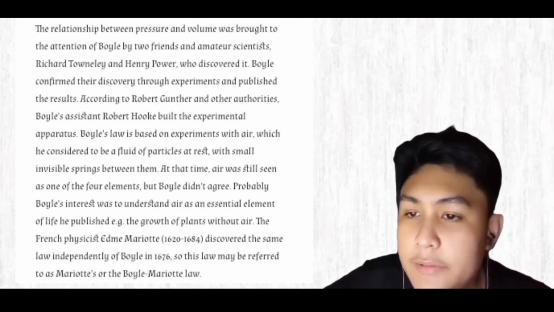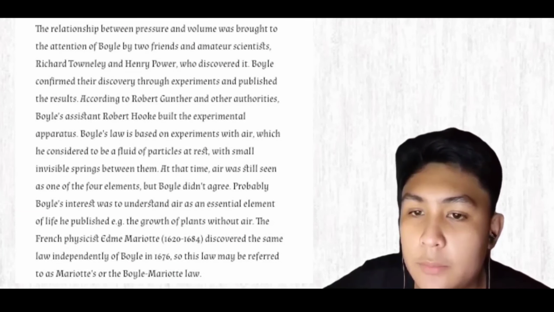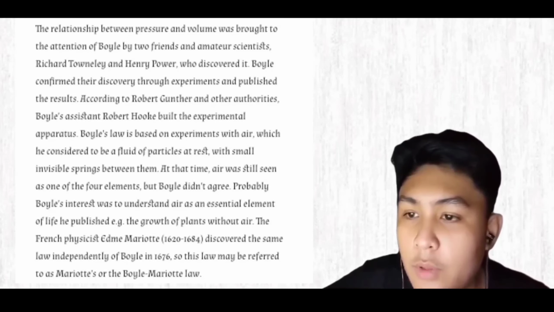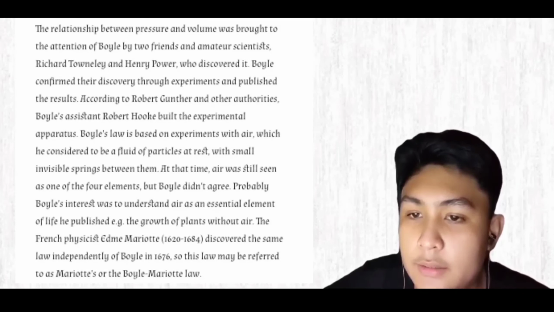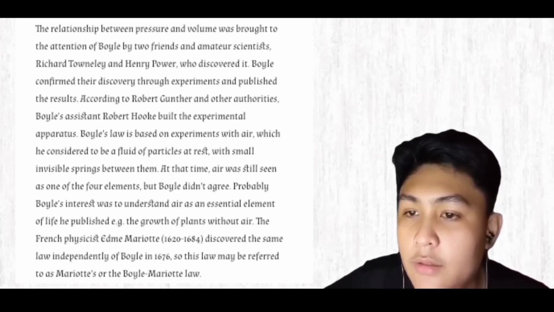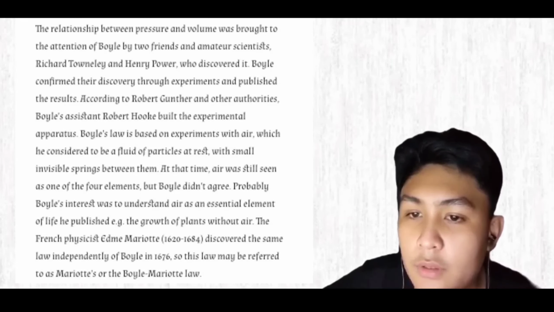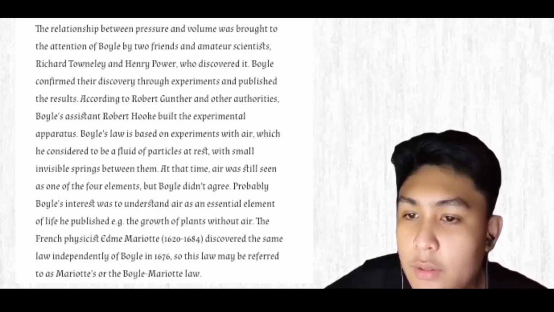The relationship between pressure and volume was brought to the attention of Boyle by two friends, amateur scientists Richard Townley and Henry Power, who discovered it. Boyle confirmed their discovery through experiment and published the result. According to Robert Gunther and other authorities, Boyle's assistant Robert Hooke built the experiment apparatus.